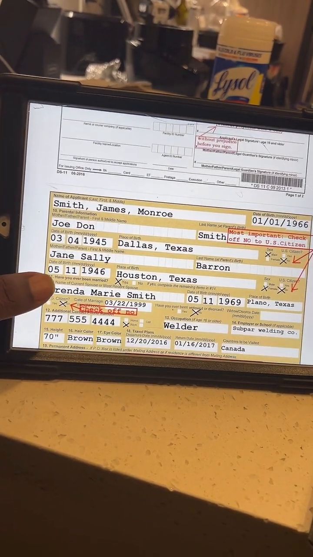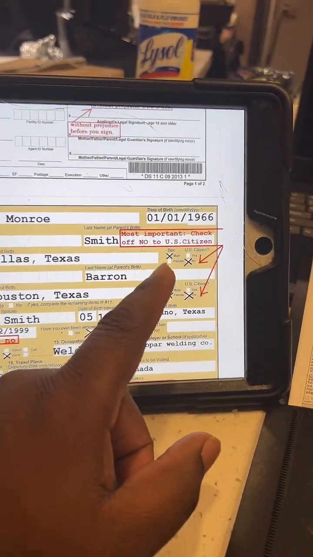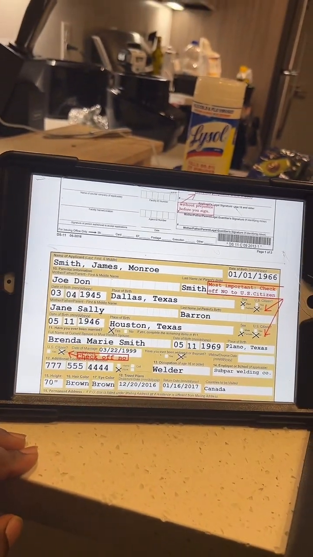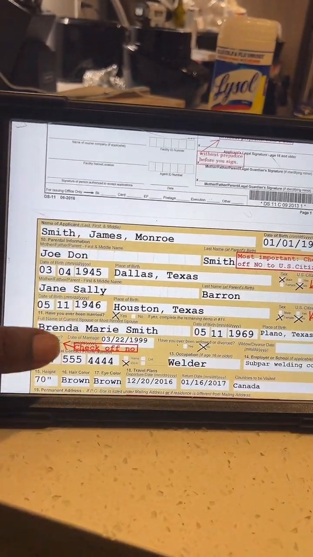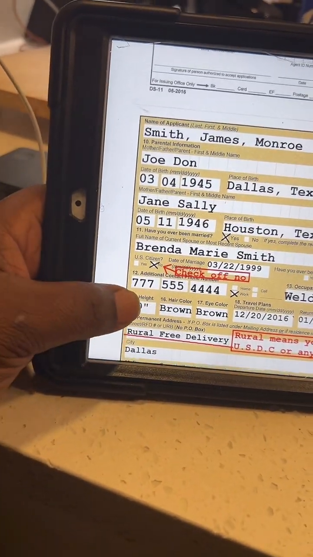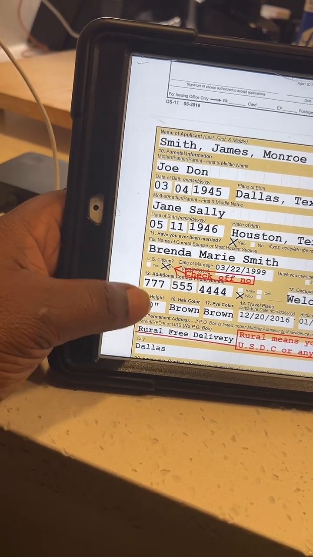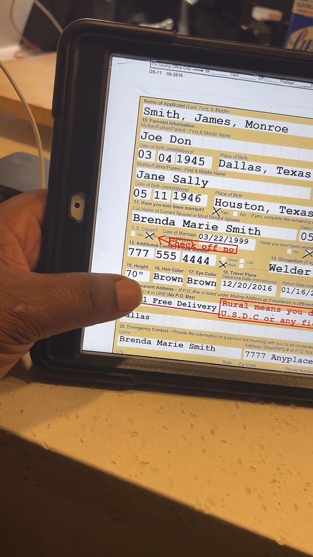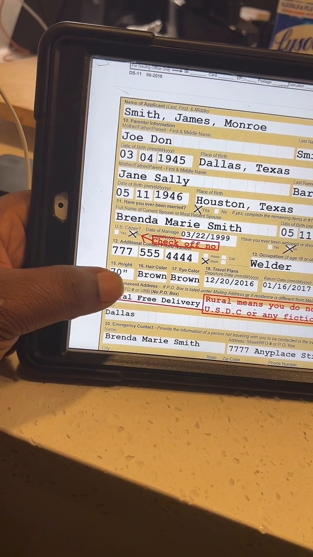Okay, notice it says for you and also your parents, you put no, that you are not a U.S. citizen. See, it's checked off. No, you're not a U.S. citizen, nor are your parents, because U.S. citizens are not protected under the original Constitution.